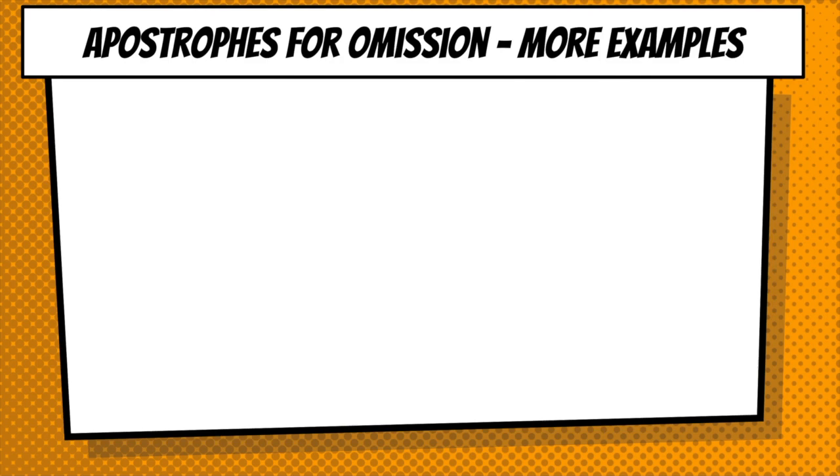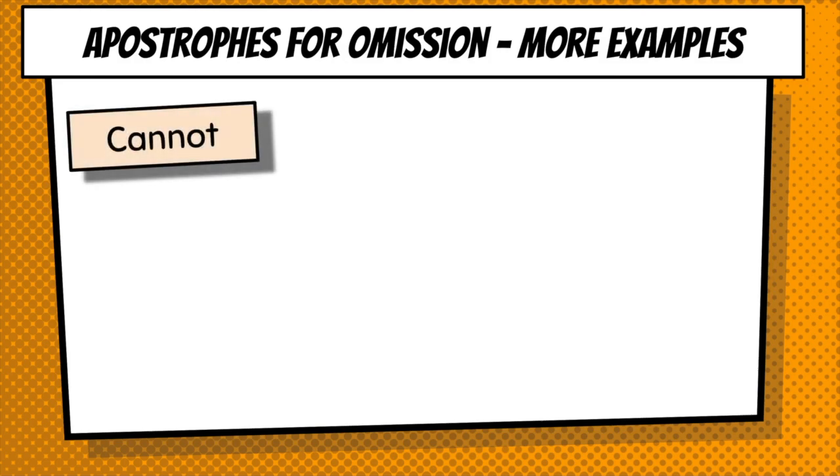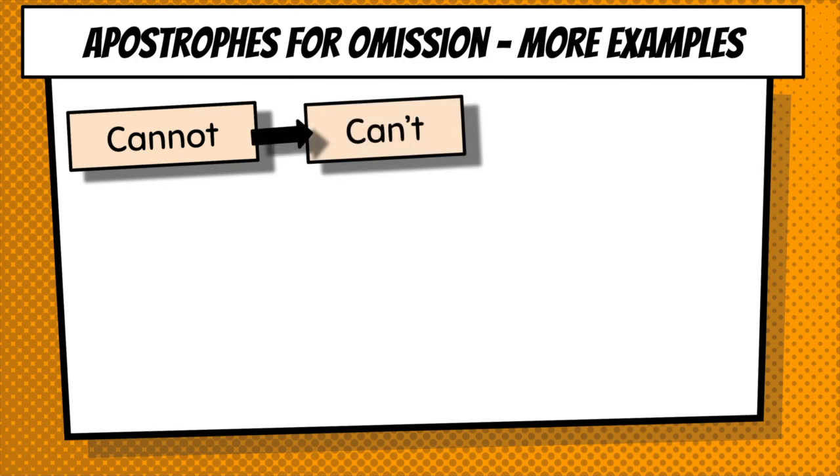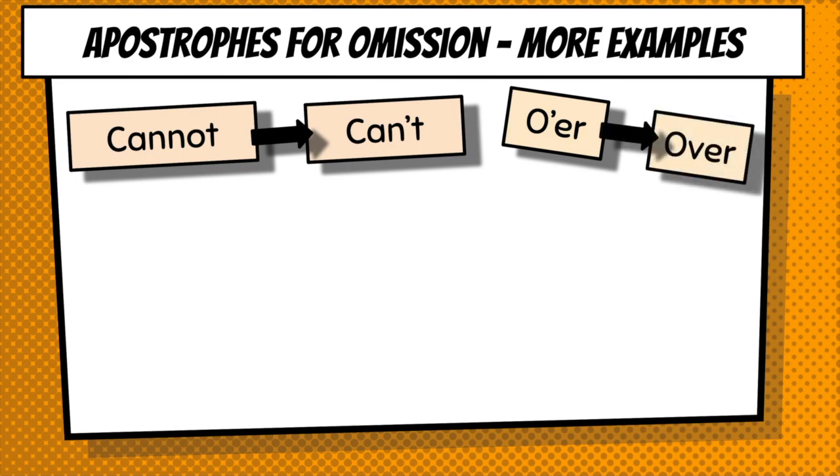I wanted to show you just a few more examples of apostrophes for omission in words that you probably see all the time, just to give you a bit of an example. So cannot becomes can't because we've taken away one of the N's, one of the O's, popped an apostrophe there to make it can't. Over becomes o'er, it's quite common in romantic poetry, so they take away the V and make it o'er. Sometimes they do that to make it fit into a particular rhythm. Shakespeare does this quite a lot in his writing.